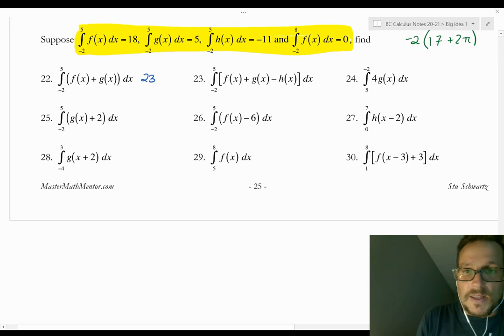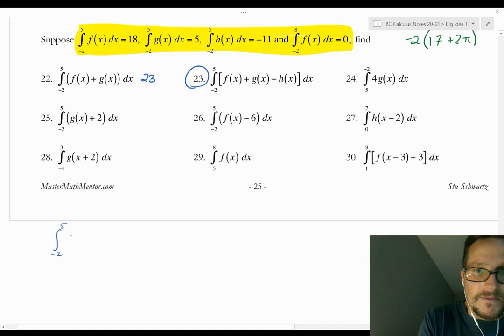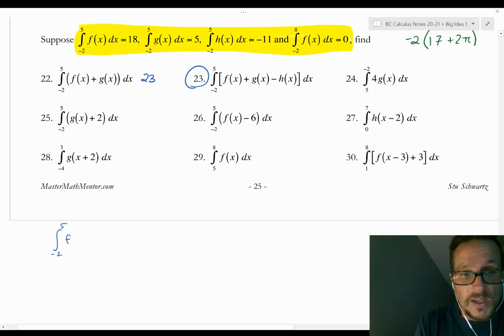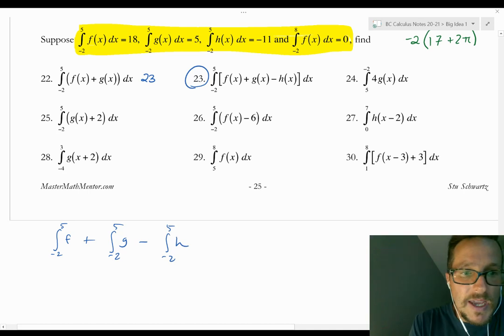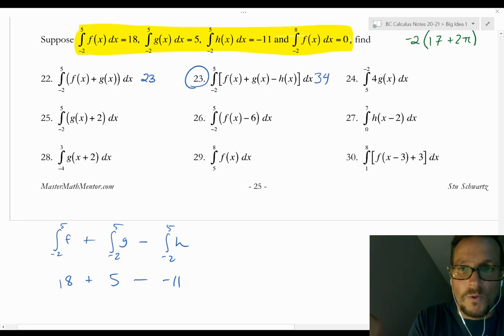Next one, that is a bunch of things added, so that can be split apart. So 23 would be the definite integral from negative 2 to 5 of f. I'm going to write these shorthand. Plus the definite integral from negative 2 to 5 of g, minus, my bad, negative 2 to 5 of h. So those are given as 18 and 5 and negative 11. So 23 plus 11, that one's going to be 34.